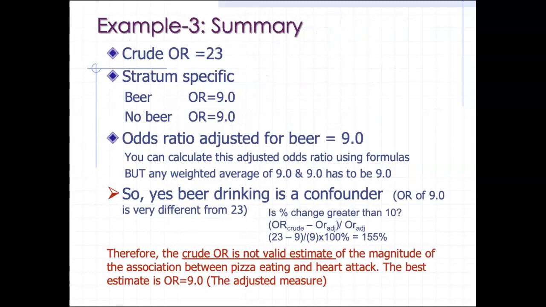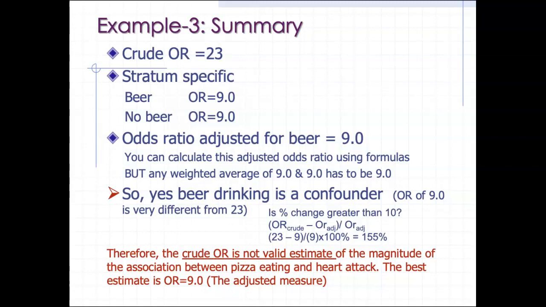So what this essentially looks like is I've got my crude of 23, my strata-specific measures that are 9, my adjusted odds ratio of 9, and when I plug in those numbers to that formula, I get a percent change of 155%. That is obviously way more than 10%. Therefore, I would conclude that drinking beer is indeed a confounder in the relationship between eating pizza and having heart disease. So it's a confounder.